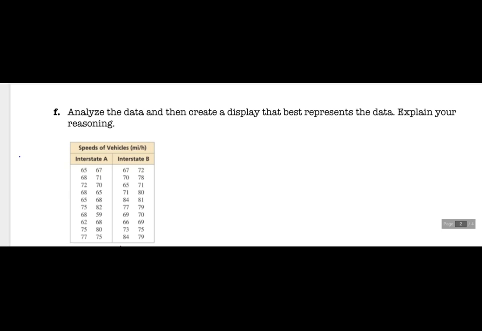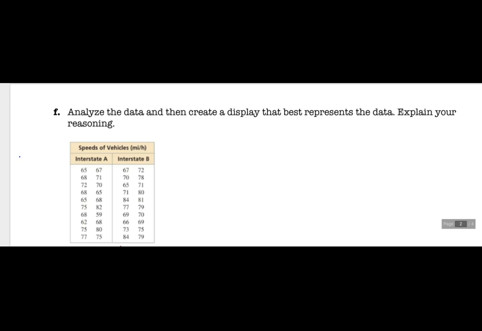For the second data set, it says analyze the data and create a display that best represents the data, explain your reasoning. So we have the speed of vehicles in miles per hour, and we have the speed on 2 different interstates, Interstate A and Interstate B. So the speed that a car is going, or a vehicle, is a numerical data. It's going to give you a number answer.